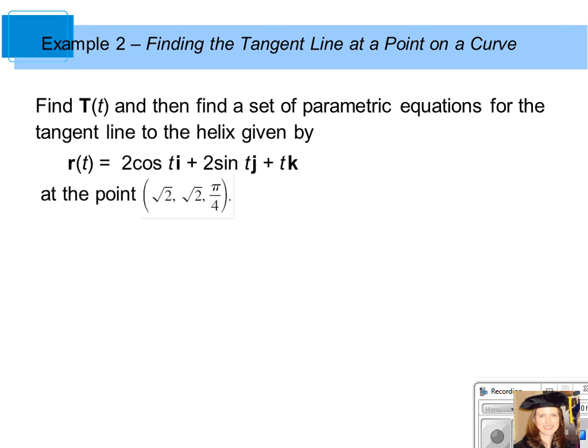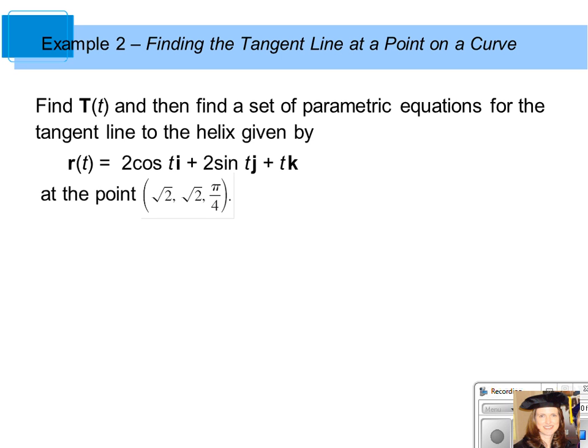Continuing with section 12.4, in this example we're finding the tangent line at a point on the curve. To find the equation of a tangent line, or actually the equation of any line in space, you need a point and you need a parallel vector. We're going to use the unit tangent vector as a parallel vector, so that's going to help us find the equation of the tangent line in space. So let's find the unit tangent vector.